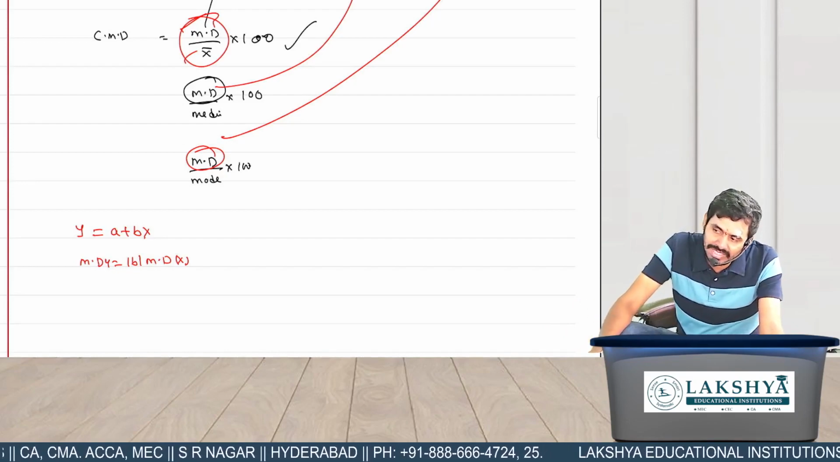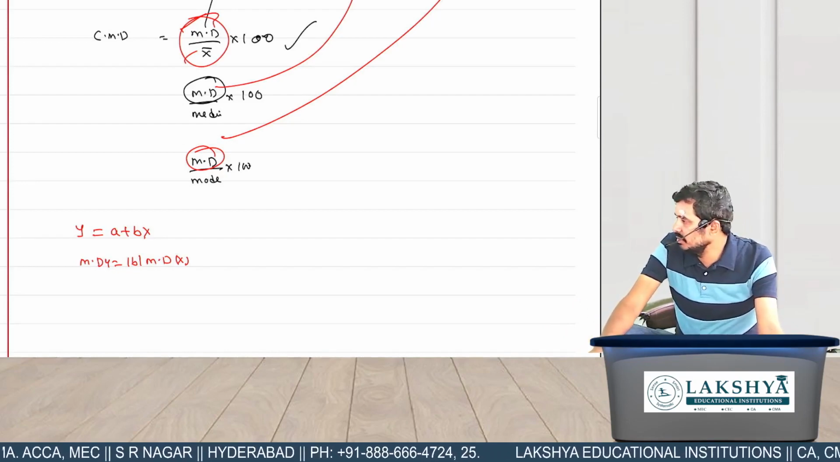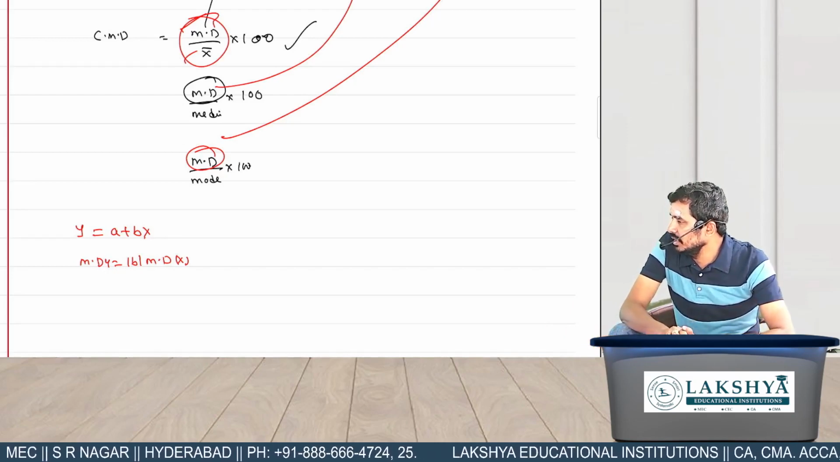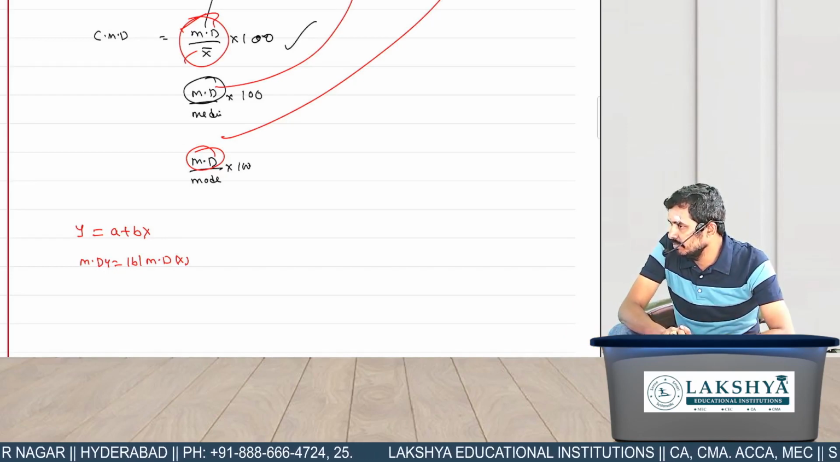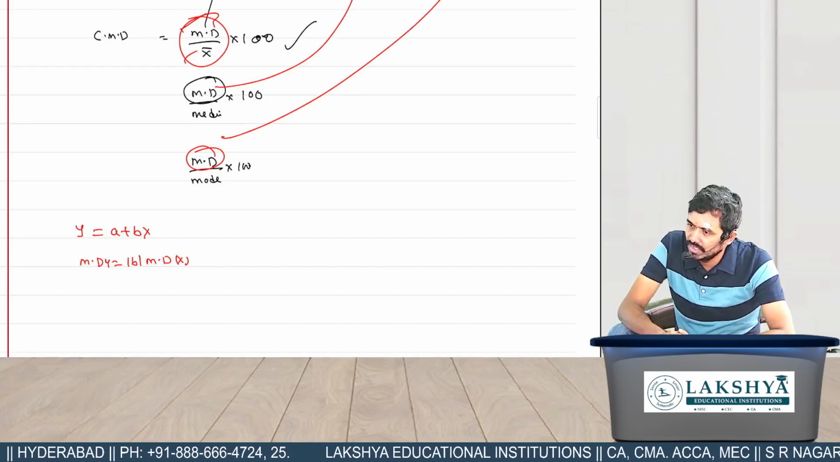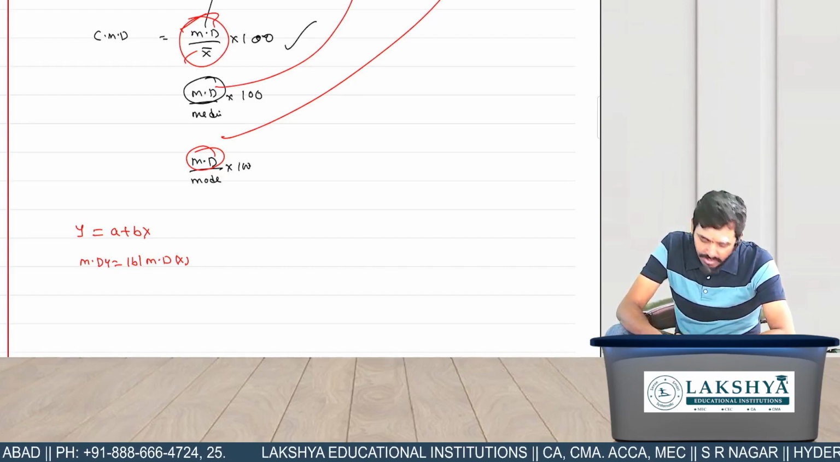But what about central tendency? It changes due to change of both. While shifting the origin there is an impact, and while shifting the scale there is an impact. I hope that is clear. Okay, right.